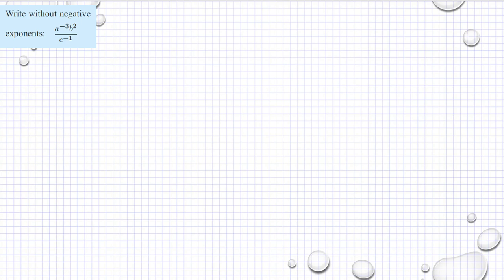Next example, write without negative exponents. So as we've said, the law says that a raised to negative n is the same as 1 divided by a raised to n. Or we have a divided by a raised to negative n is equal to a raised to n. We proved that before.